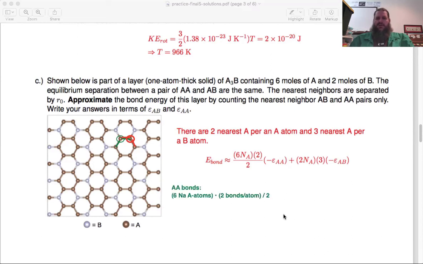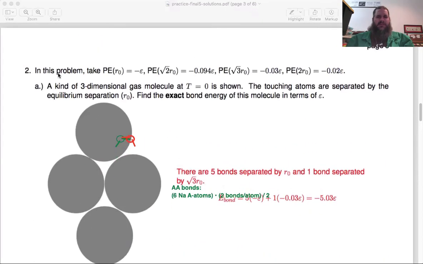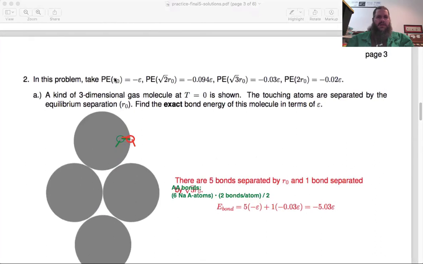We're not always going to be double counting. And I think the reason why might become apparent when we get to the next type of bond. In this case, we definitely are. If we say this type A atom has 2 bonds and this type A atom has 2 bonds, we've counted that bond twice. So 6 times Avogadro's number times 2 divided by 2 would just be 6 N_A bonds of this type altogether. And then we can multiply by the epsilon for that type, which I think was given up here.